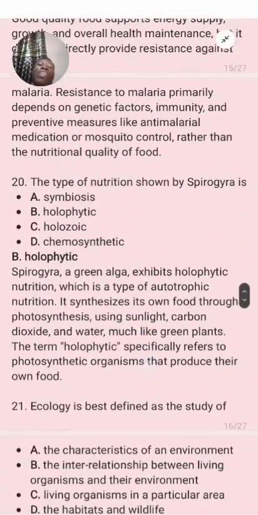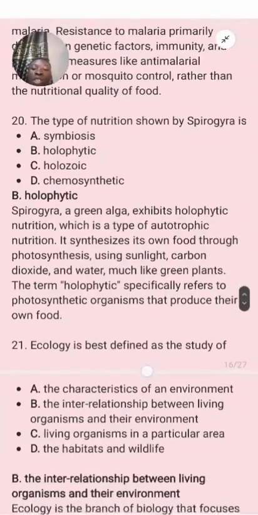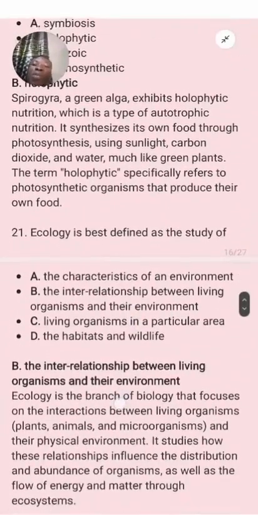Okay, question 20. The type of nutrition shown by Spirogyra is dash. Remember that Spirogyra is a green algae. It is a green filamentous algae, and since it is green, then we think in line of autotrophs. Autotrophic nutrition, and another name for that is holophytic. So Spirogyra as a green algae exhibits holophytic nutrition to produce their own food.